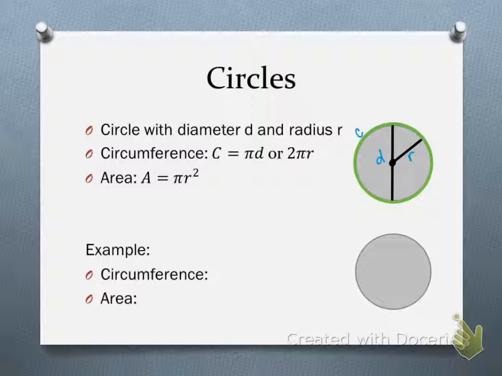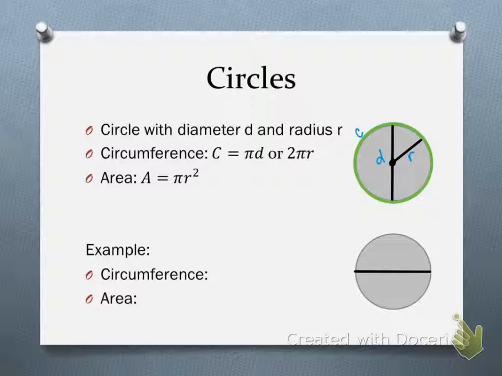The reason those are the same is we said r is half the diameter, so we would have to multiply r by 2 to get back to d. Again, d is diameter and r is radius. For area we have pi r squared. So if you have the diameter, divide the diameter by 2 and then square it. And you'll see that in our example.